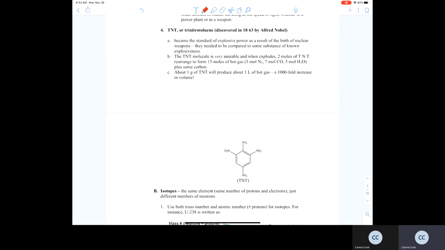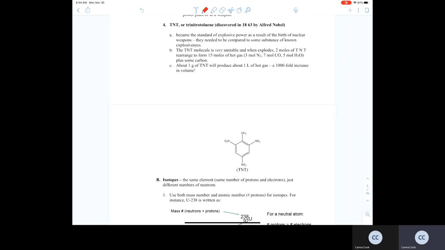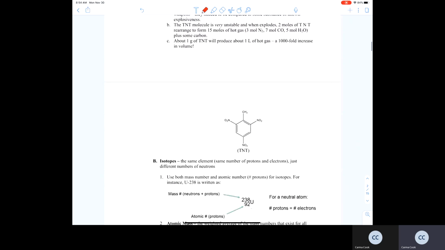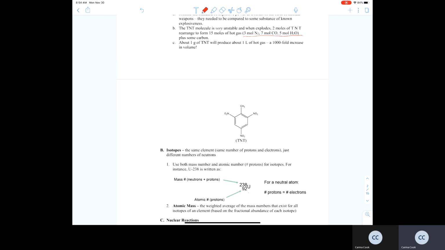TNT is a very unstable molecule, so it explodes very easily. So 2 moles of TNT will rearrange to form 15 moles of hot gas. When it explodes, it gets converted into nitrogen gas, carbon monoxide gas, and water vapor, plus some carbon. About 1 gram of TNT is going to produce about 1 liter of this mixture of hot gases. So therefore, when it explodes, its volume increases by 1,000 times. That's just how powerful a TNT explosion is.